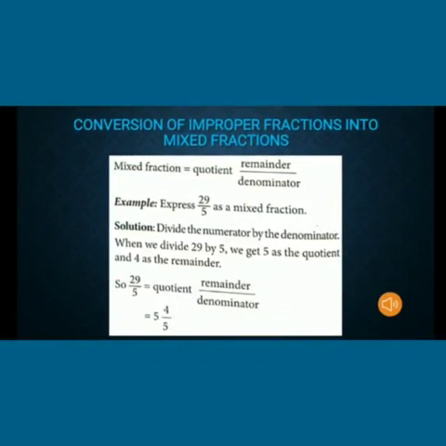Dear students, now let's discuss the conversion of improper fractions into mixed fractions. To convert an improper fraction to a mixed fraction, divide the numerator of the fraction by the denominator. The quotient will be the whole number, the remainder will be the numerator, and the divisor will be the denominator of the new fraction, as you can see in the example.